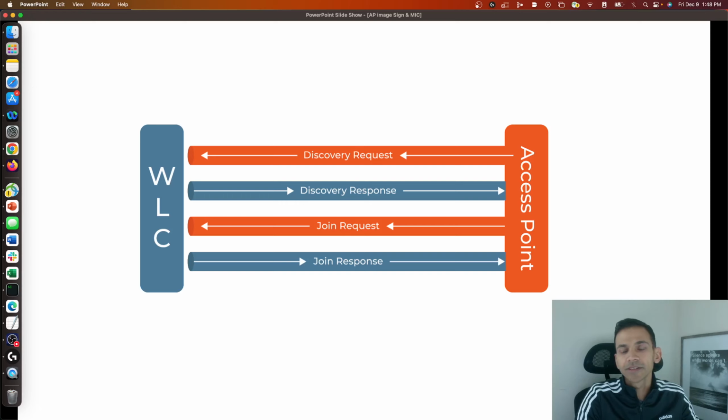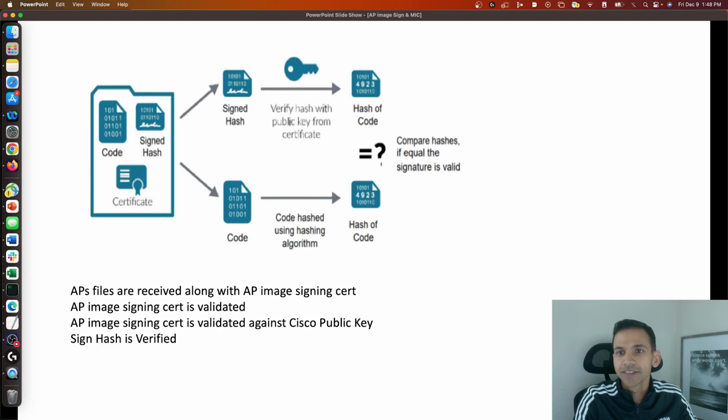Through different discovery requests, the AP tries to find a wireless controller, and it receives a response once a controller responds back. Then it tries to join the wireless controller and receives a join response. Once it receives the join response, the second thing it needs to do is look for where the image is and what information it is carrying.